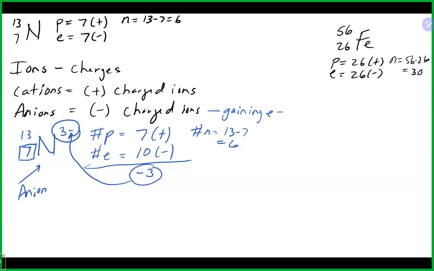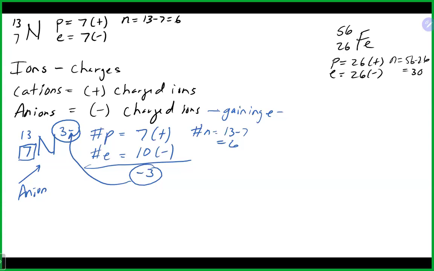So anions are made by gaining electrons. If you just think about it logically, we now have more negatively charged electrons than we do positively charged electrons. So the guy becomes net negative because he has more negatively charged particles moving around.